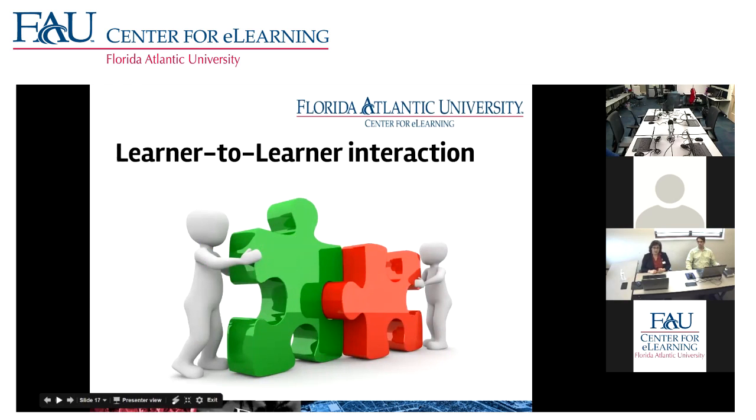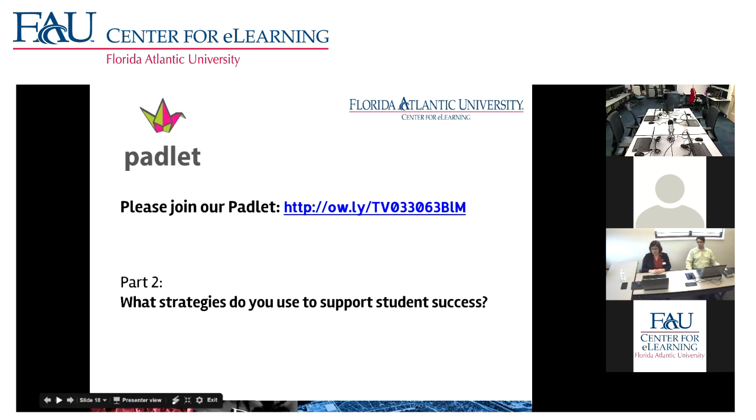Okay, we've talked about learner-to-learner interaction, another huge part of motivating students, getting them to interact with the content, and we've got lots of different ways to do that. And we're going to open it up a little bit and just lay this out as, here are the important elements for success for your students. Okay, now we're going to go back to our Padlet, and we'll start talking about specific strategies for supporting student success in the online course.